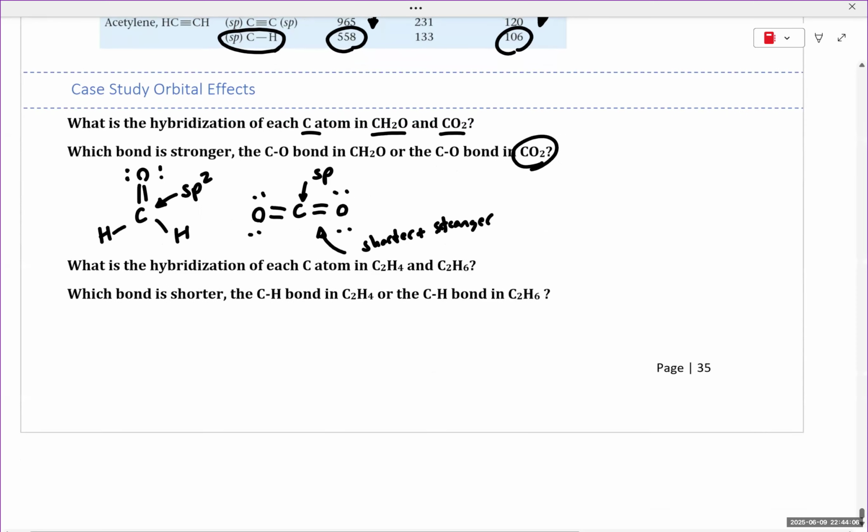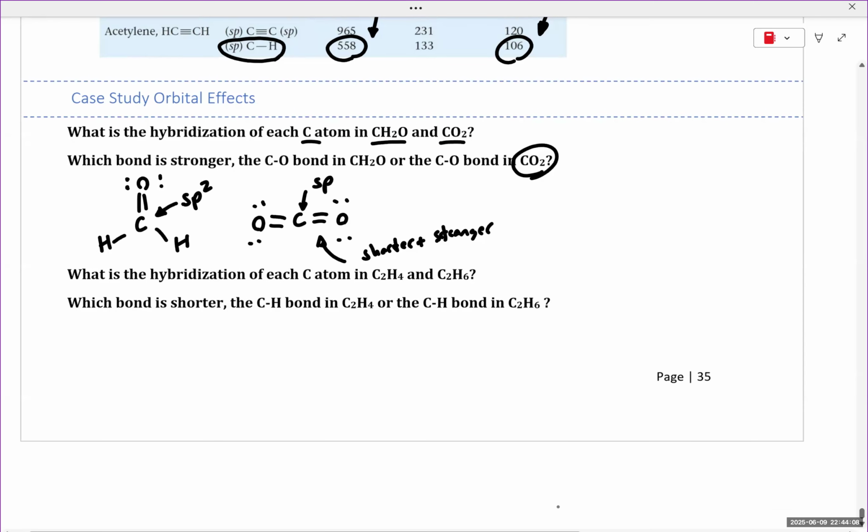Let's look at this next example. In this case, we're asked, what is the hybridization of each carbon atom in C2H4 and C2H6? And we're asked, which bond is shorter, the CH bond in C2H4 or the CH bond in C2H6? So I'd like you to pause the video at this time and work through this example, and we'll discuss this example momentarily.